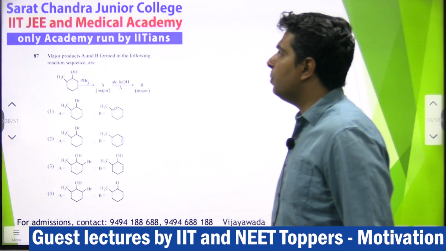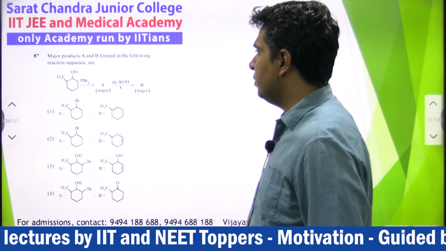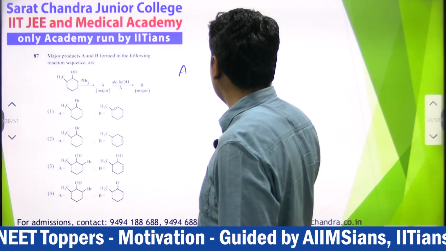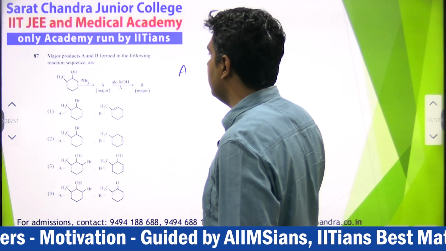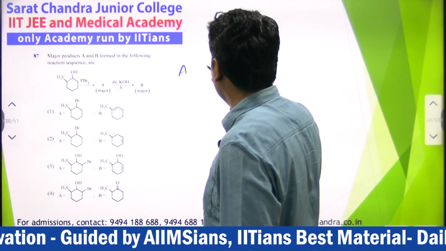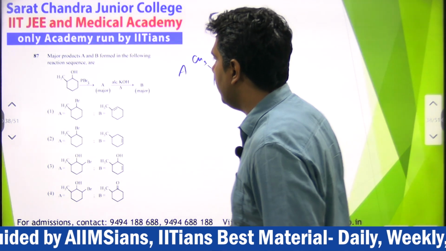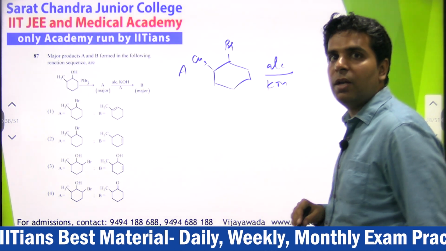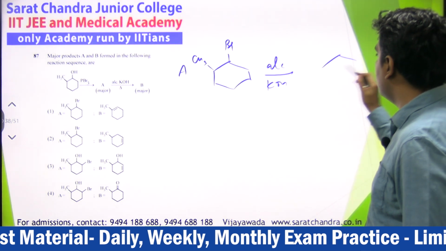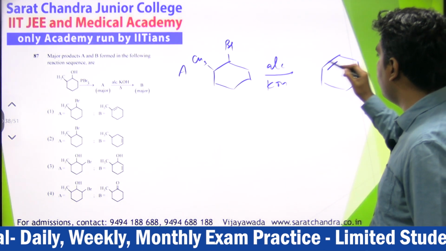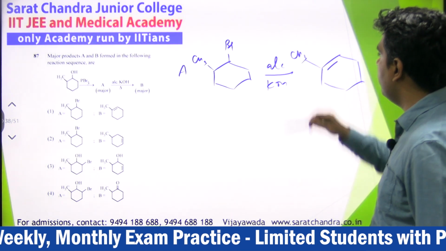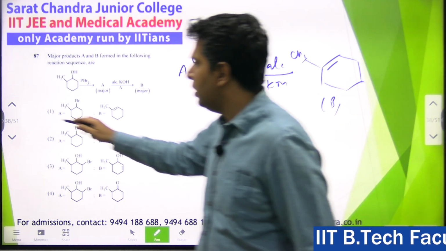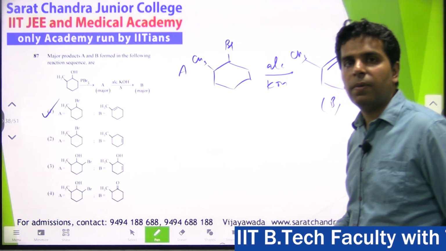Next question. The major products A and B formed in the following reaction sequence. So PBr3 is a brominating agent. So what will be A over here? A will be the alkyl bromide formed from the alcohol, and CH3 will be over here. So this is A. Now alcoholic KOH will do dehydrohalogenation and alkene will be formed. More substituted alkene with more number of alpha hydrogens will be formed. So this alkene will be formed, that is the more substituted alkene. So this is B. So answer will be first option.